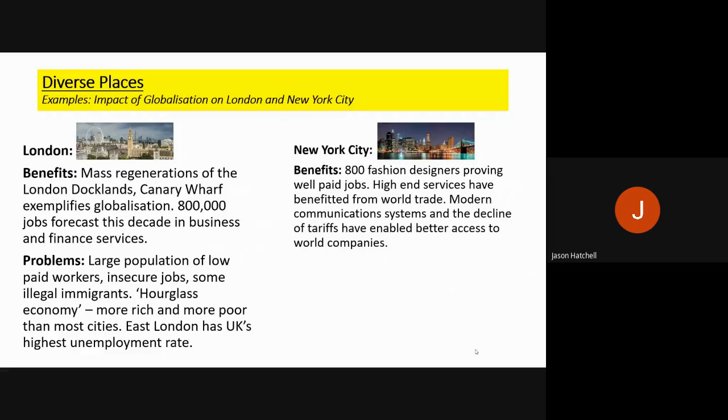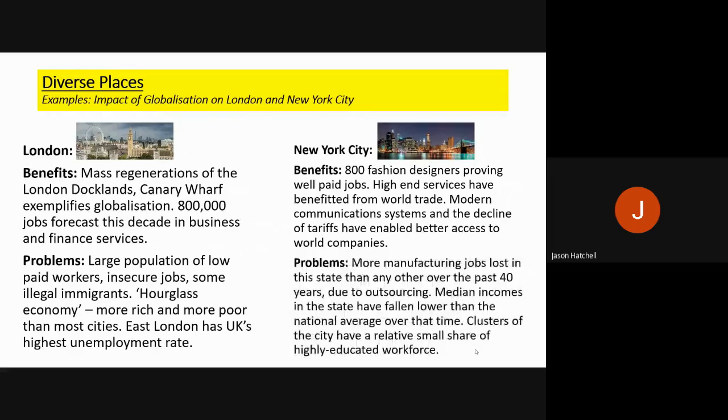However, there have been more manufacturing jobs lost in this state than any other state in the US over the past 40 years. And that's due to outsourcing to other nations. The median incomes in the state have fallen lower than that of the national average as well. And there are clusters in the city that have a relatively small share of a highly educated workforce. So there is a small amount of very highly educated people that cluster in New York City.